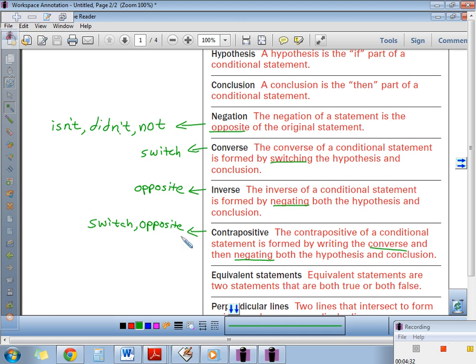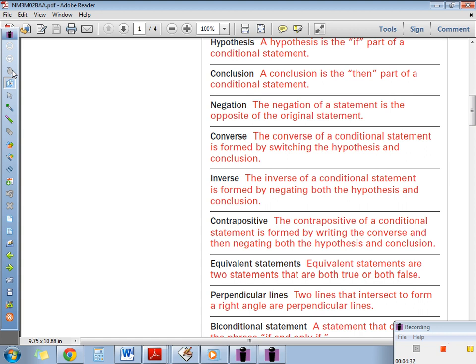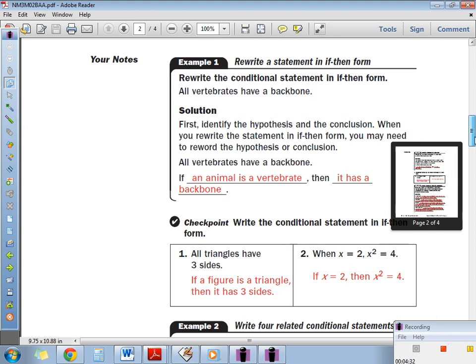The next term is equivalent statements. Equivalent statements are two statements that are both true or both false. So underline those. Both true or both false. Some of these won't make a lot of sense until you see examples, but when you see the examples, I definitely think they will make sense for you. Let's look at some others real quick. We have some other important terms down here.